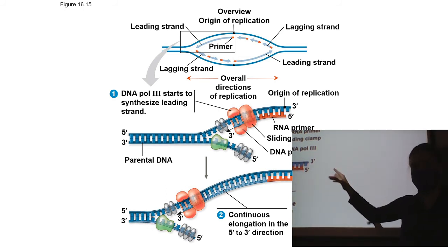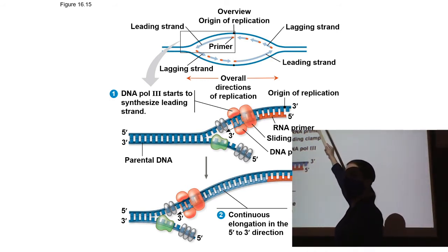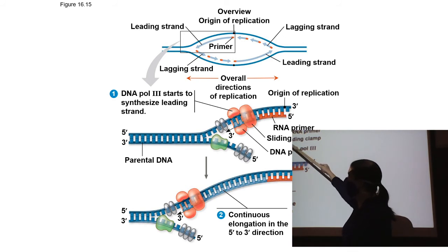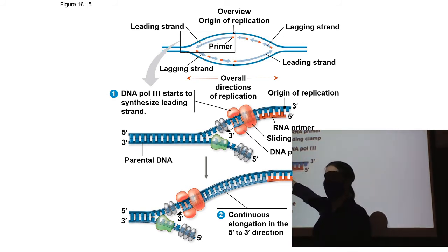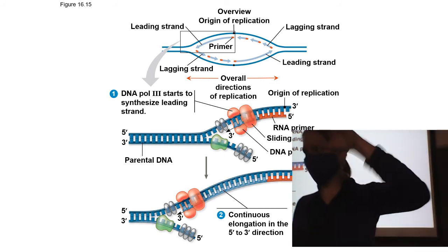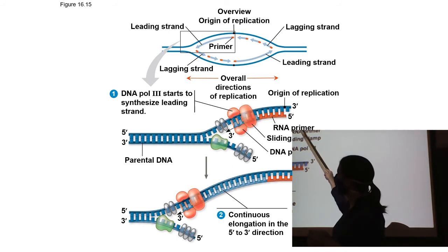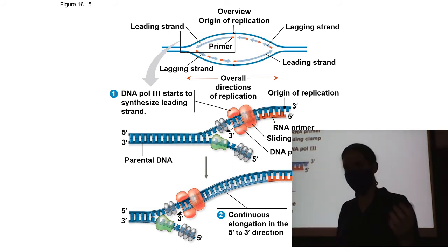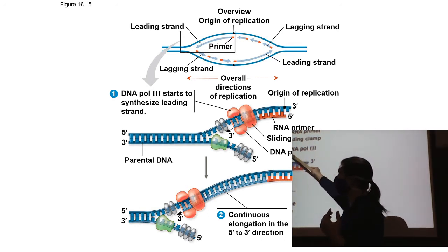We've got this thing going on here. We're zoomed in on the replication bubble, and we're just looking at this part right here. The helicase is wandering along, opening this up. Topoisomerase is fixing the overwinding ahead of it. We put an RNA primer on. The enzyme, cleverly called primase, put the primer on. And then we've got DNA polymerase.